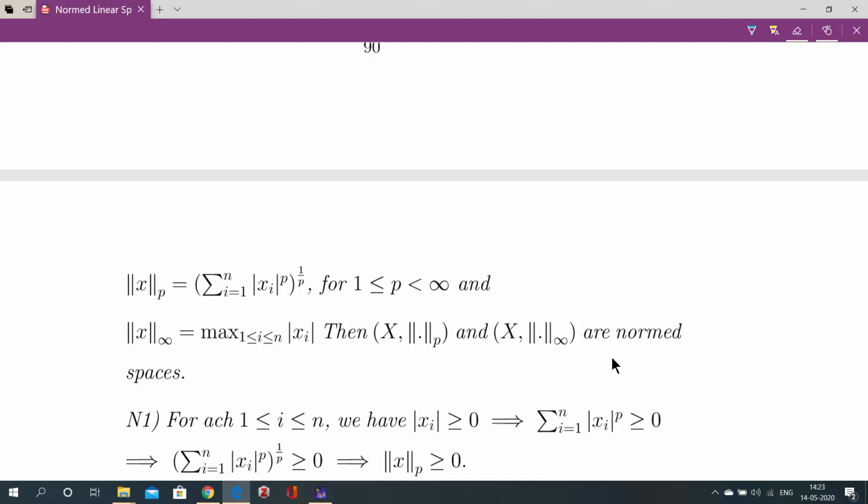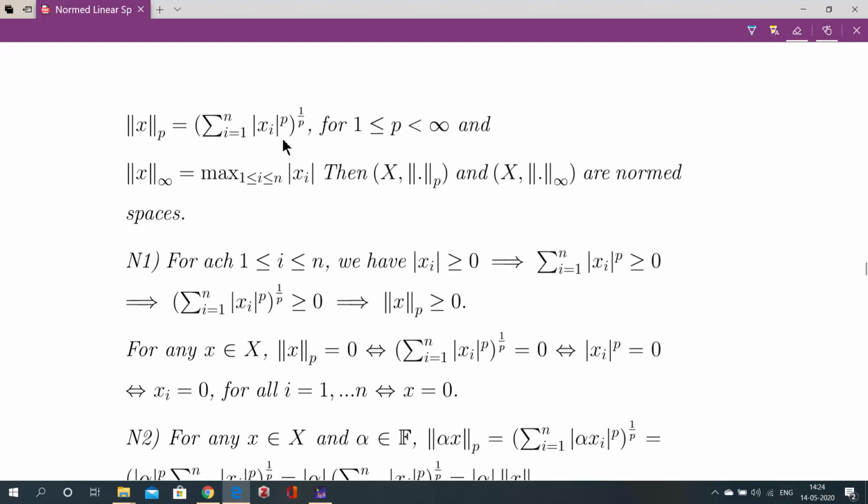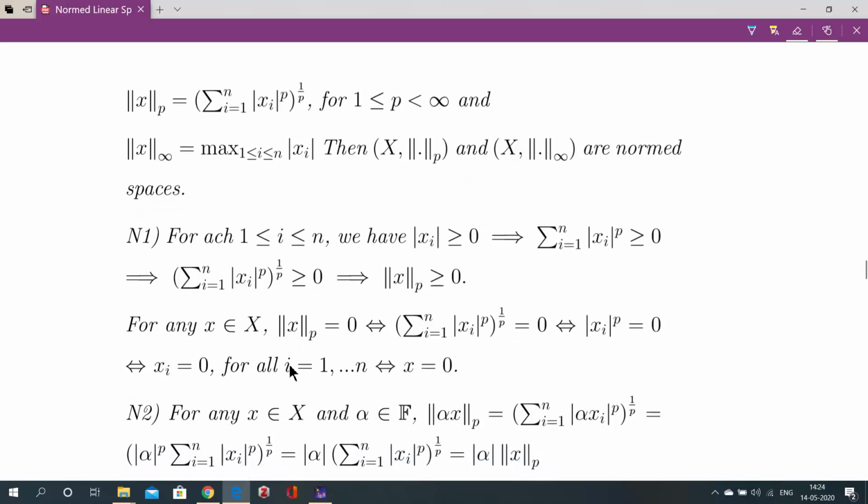So now we have to check whether these two norms we have defined over x are normed spaces or not. First of all, we will go with the first one, which is equal to the summation of modulus of x_i to the power p, whole raised to power 1 by p. For each i equals 1 to n, modulus of x_i is positive, so the summation of modulus of x_i to the power p is greater than or equal to 0, and the summation to the power 1 by p is greater than or equal to 0. So it implies that the norm of x over p is greater than or equal to 0.